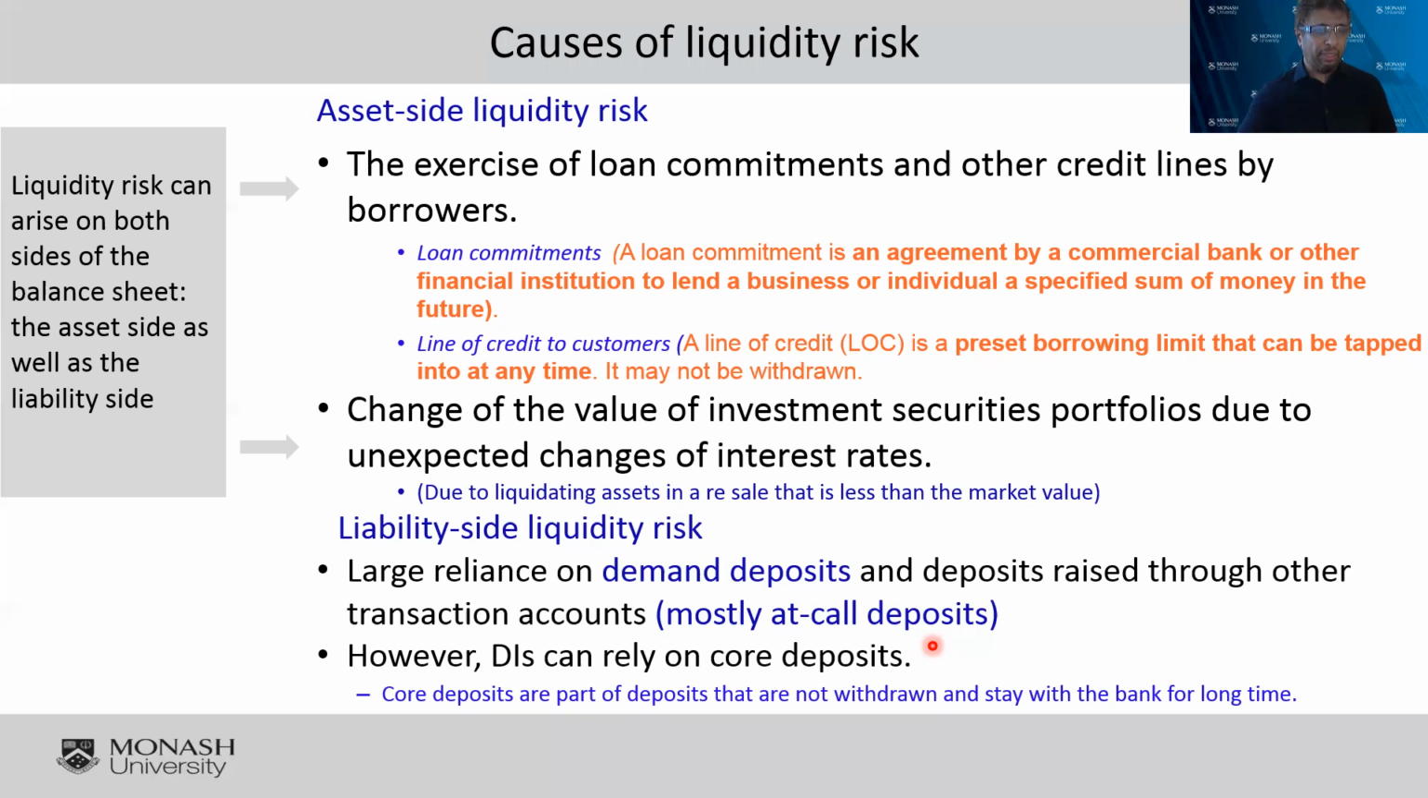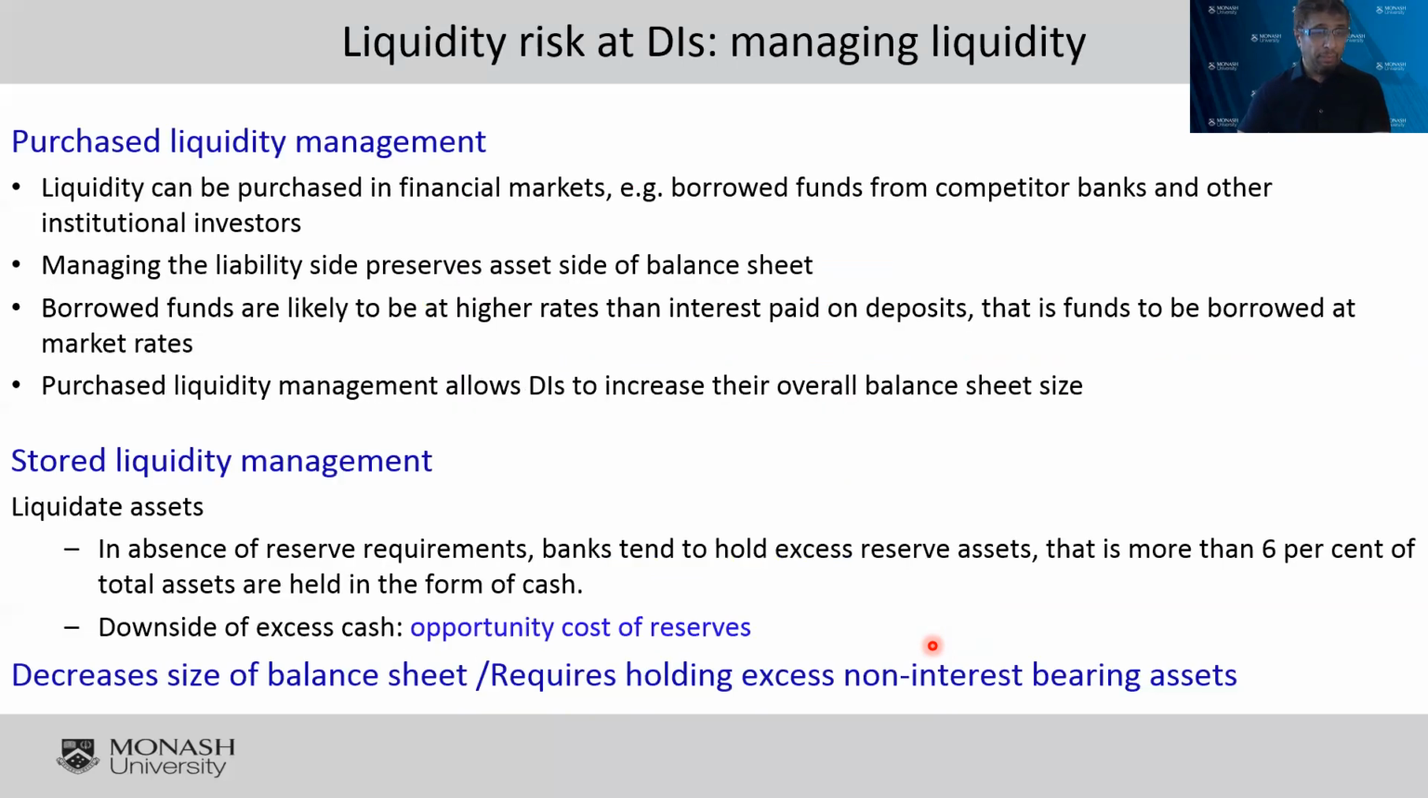Okay, let's go to the next. This is just the sources of the asset side and liability side. How can we deal with it? We can purchase. Purchase means borrow. Borrow from where? You can borrow from competitor banks, the interbank market, and other institutional investors.